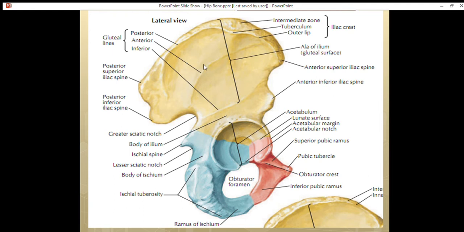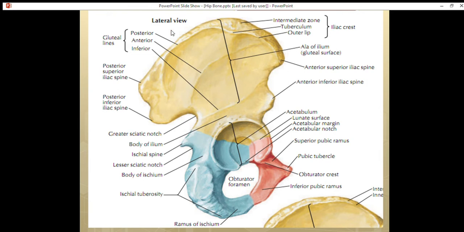Okay, 4 to 5 centimeter posterior to the anterior superior iliac spine, you can see on the outer lip there is an elevation, a small elevation called a tubercle of iliac crest or iliac tubercle. This tubercle is an important landmark. You should remember it.